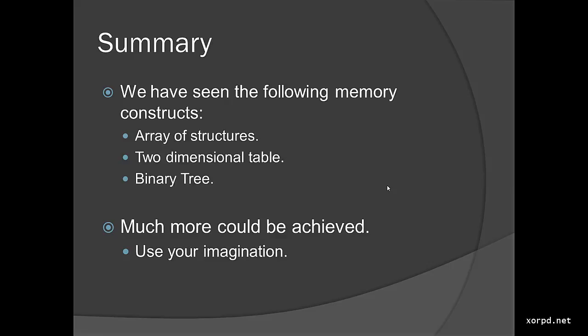Summary. We have seen the following memory constructs: array of structures, 2-dimensional table, and binary tree. Much more could be achieved. This is really the beginning of what could be achieved. Probably the reason that we couldn't see more is because our assembly skills are not strong enough at this point. We still have to improve them to see more advanced examples.